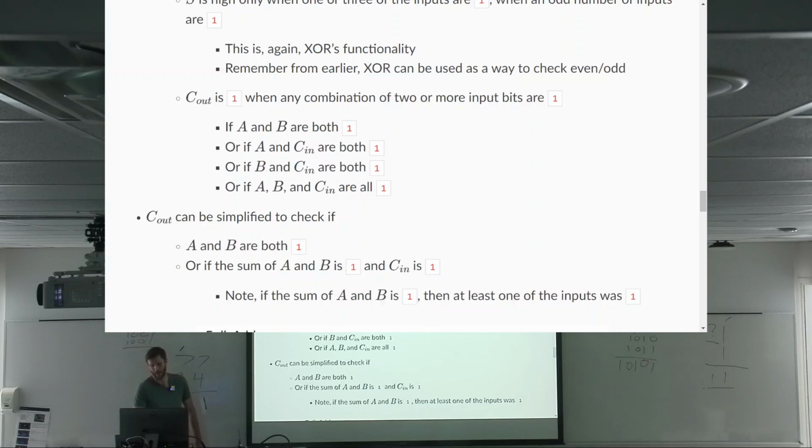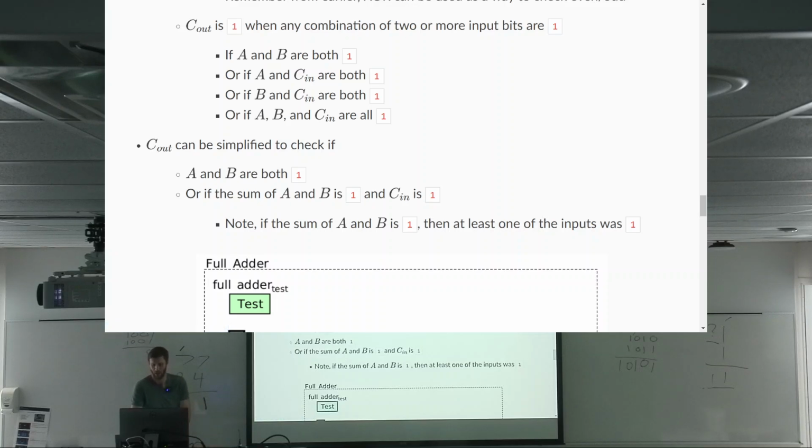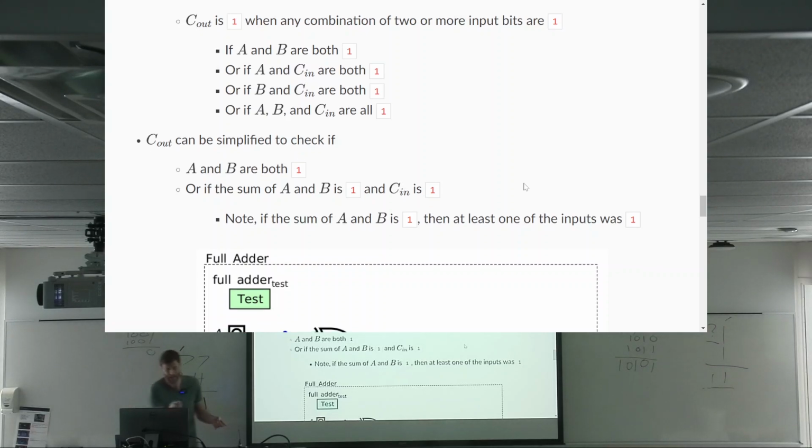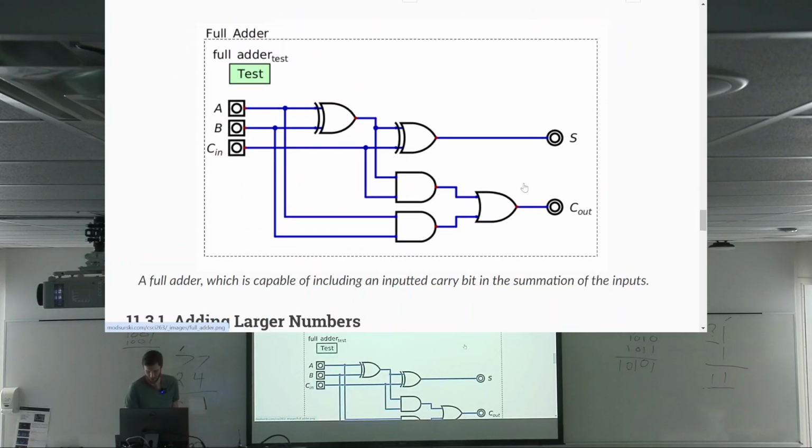So we could do ANDs and OR them together, but we can actually simplify it to: if A and B are both 1, or if the sum of A and B is 1 and C is 1, which is still doing the same thing. It's just a little simpler, right? Again, optimizing the number of gates. So here we go.